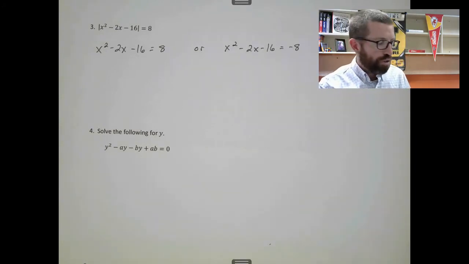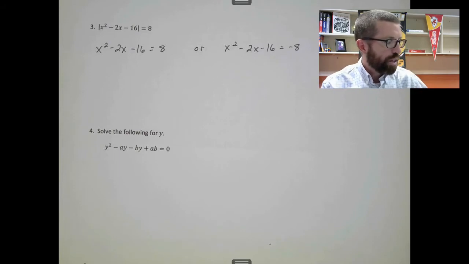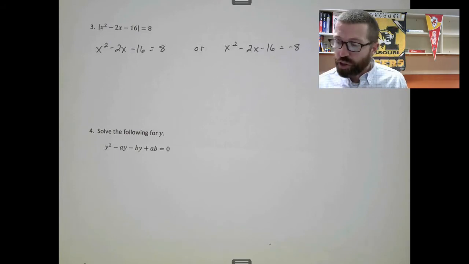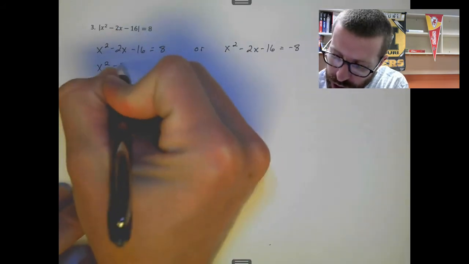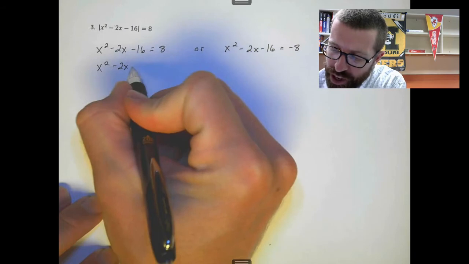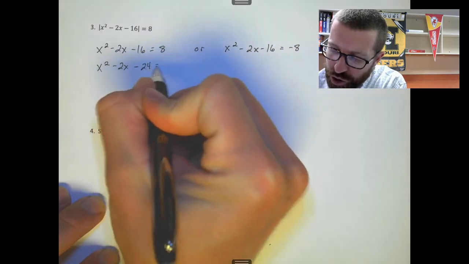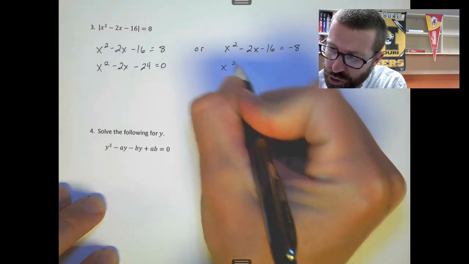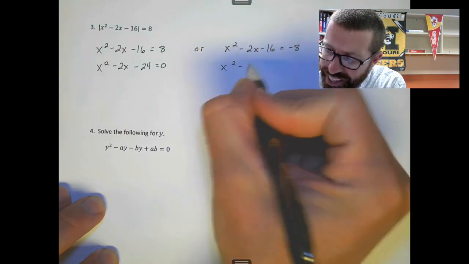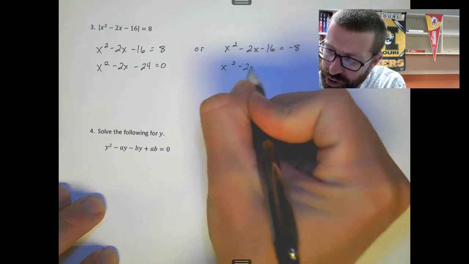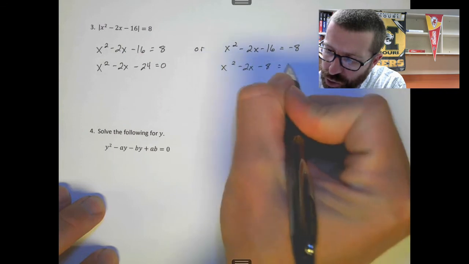But you can handle it. You can do this. So you may take a minute, pause the video, and work these two out separately. x squared minus 2x, and then when you subtract 8, you get negative 24 is equal to 0. And then over here, you have to add 8, and you get negative 8 is equal to 0.